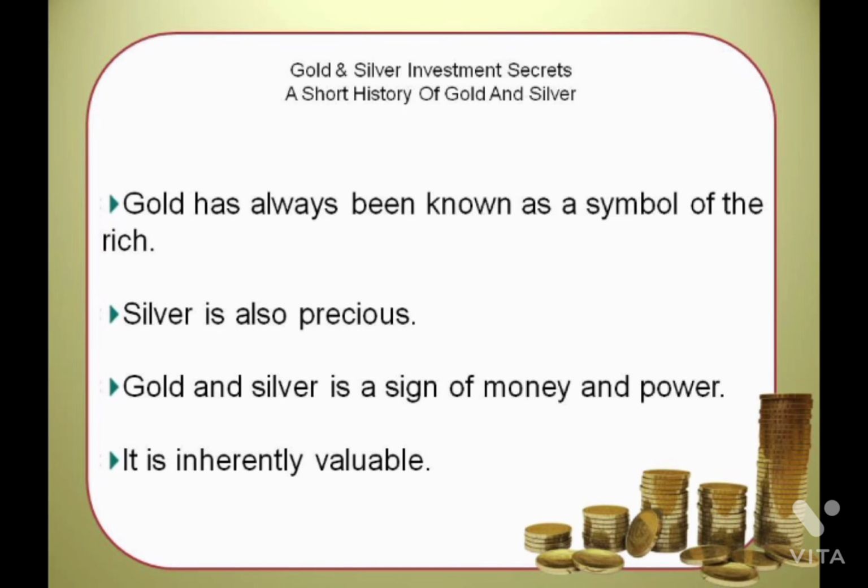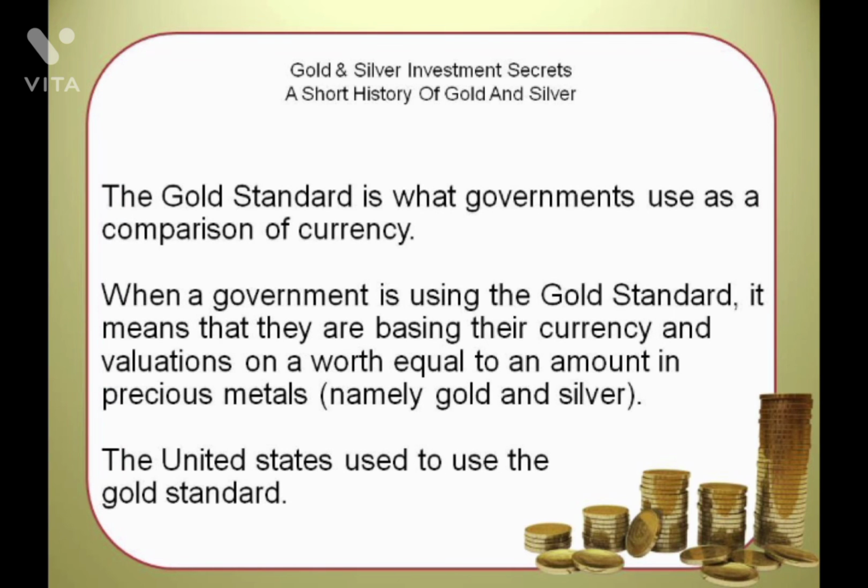Silver is also precious but in more functional ways. Gold, we see it as jewelry and silver as silverware. Gold and silver is a sign of money and power. They are soft enough to be molded into different forms, and its form gives beauty that entrances people. Unlike currency in the form of paper money, you can't print it out of thin air, so it is inherently valuable. The gold standard is what governments use as a comparison of currency.